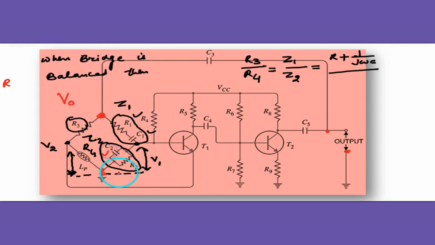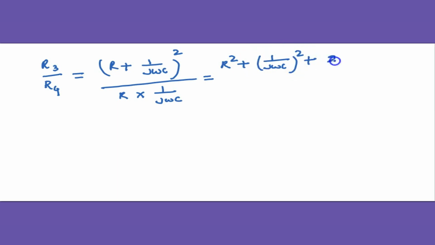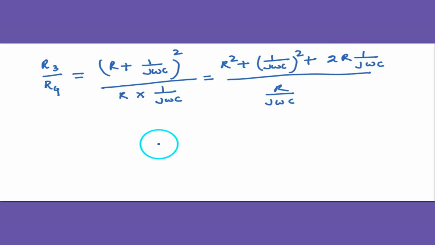And here, R and j omega C2, meaning j omega C, they are in parallel. So R into 1 over j omega C upon R plus 1 over j omega C. Now it's a simplification. Okay, we're doing the simplification. A plus B whole square. Just simplification.